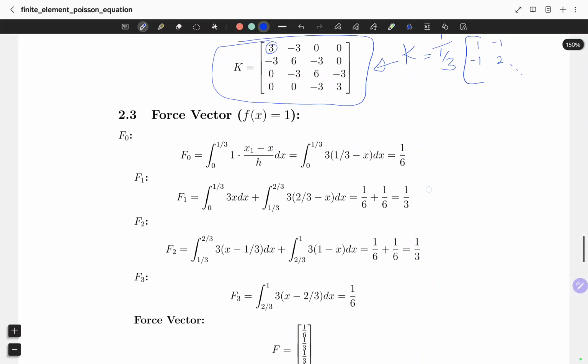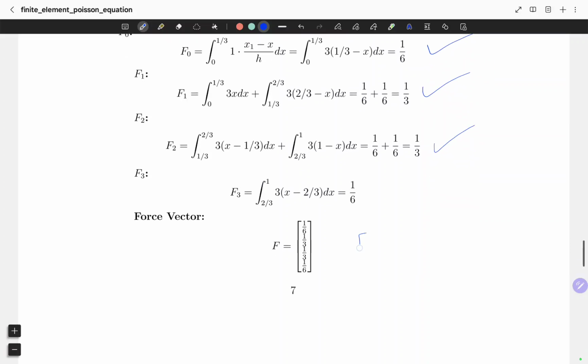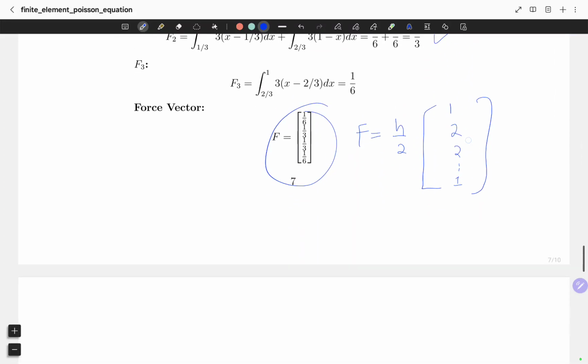The force vector I already explained. F0 comes this way, F1 comes this way, F2 comes this way. So F is h/2 times 1, 2, 2, and so on, 1 in the end. And that's why you have what you have here.